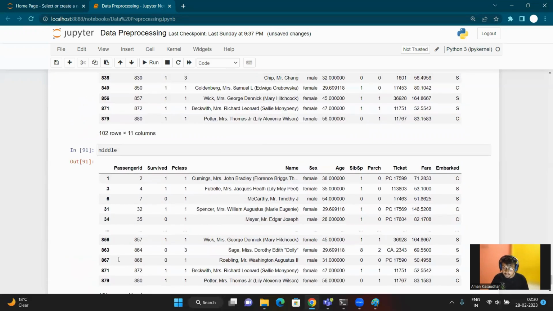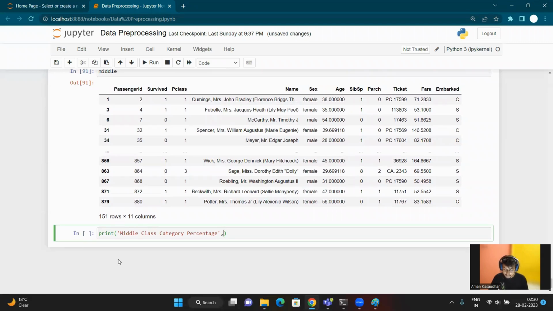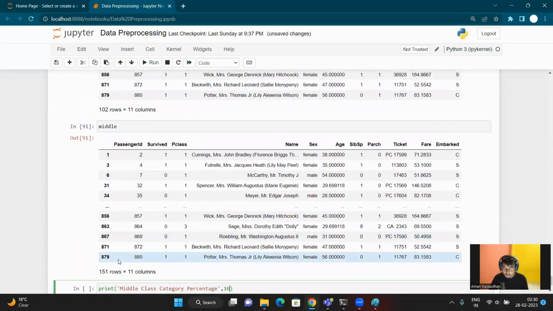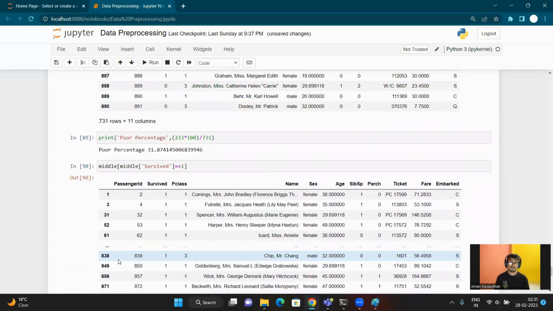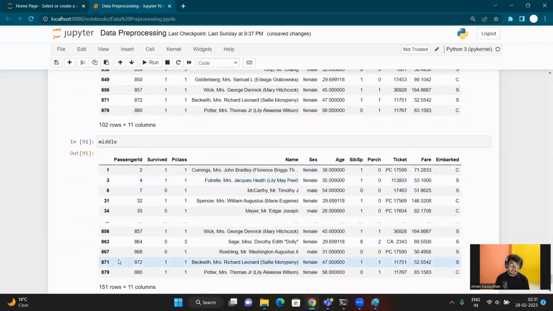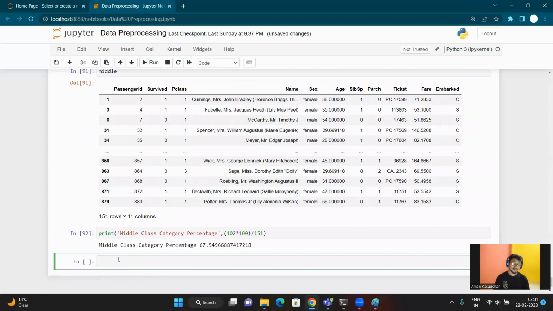and the same thing we'll write here. 102 rows are there. 102 into 100 divided by 151. As you can see, in the poor category only 31% of people survived. But in the middle class category, we can see 67% of people survived. It is more than double as compared to the poor category.